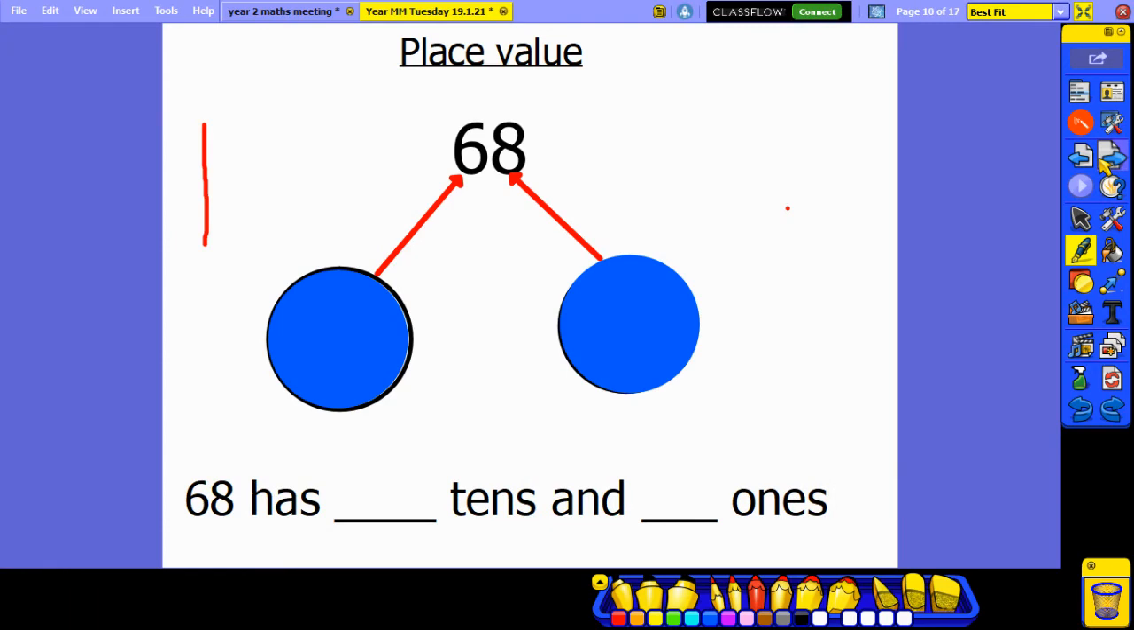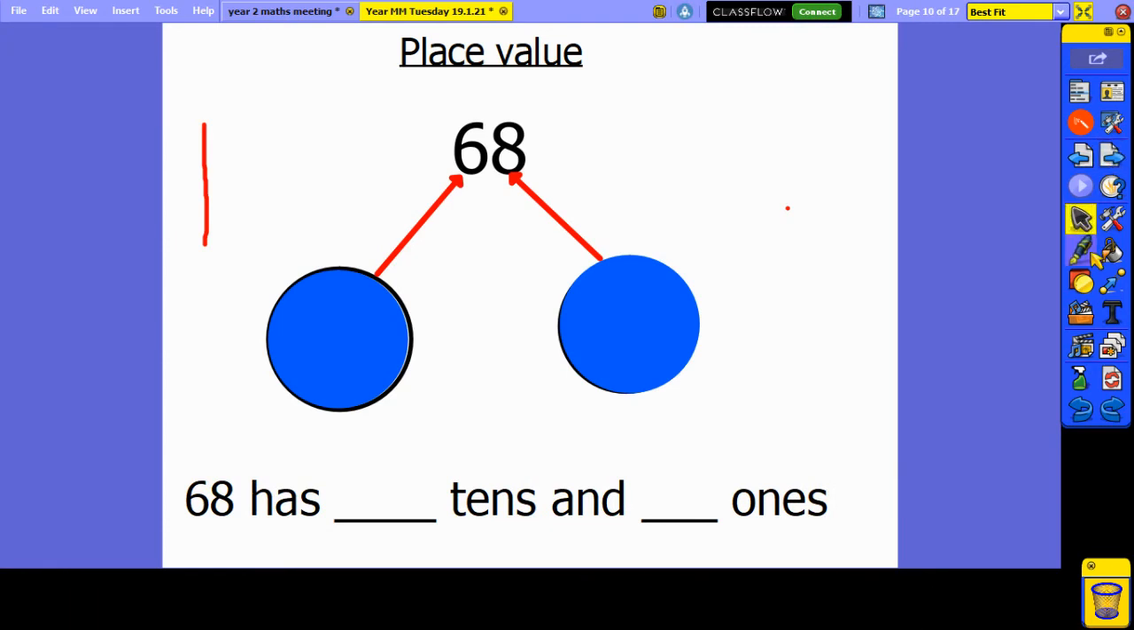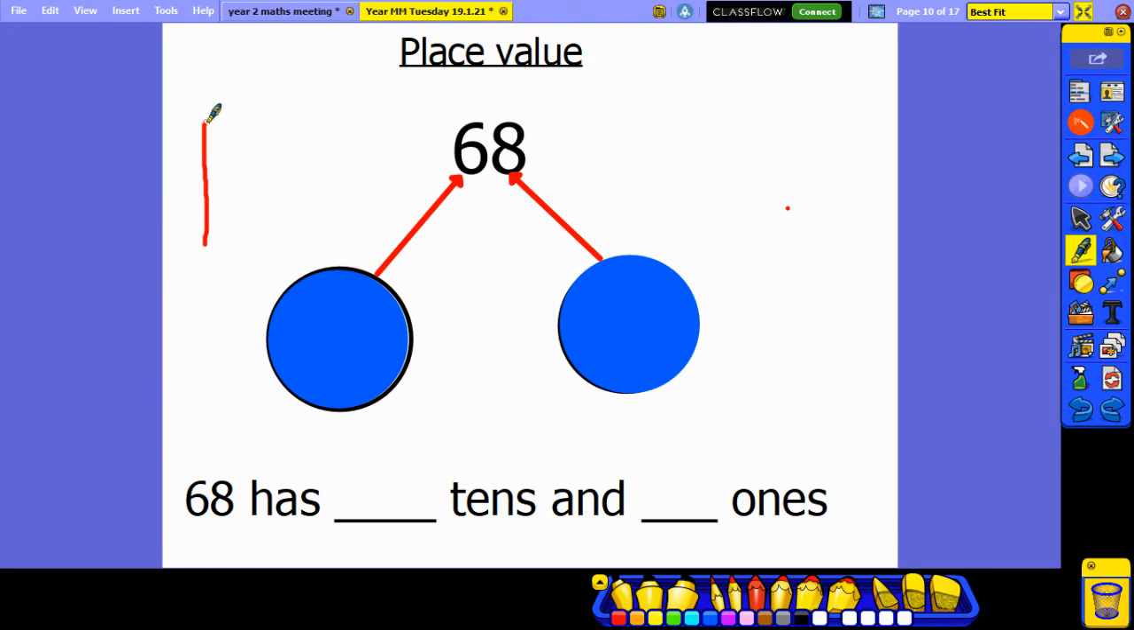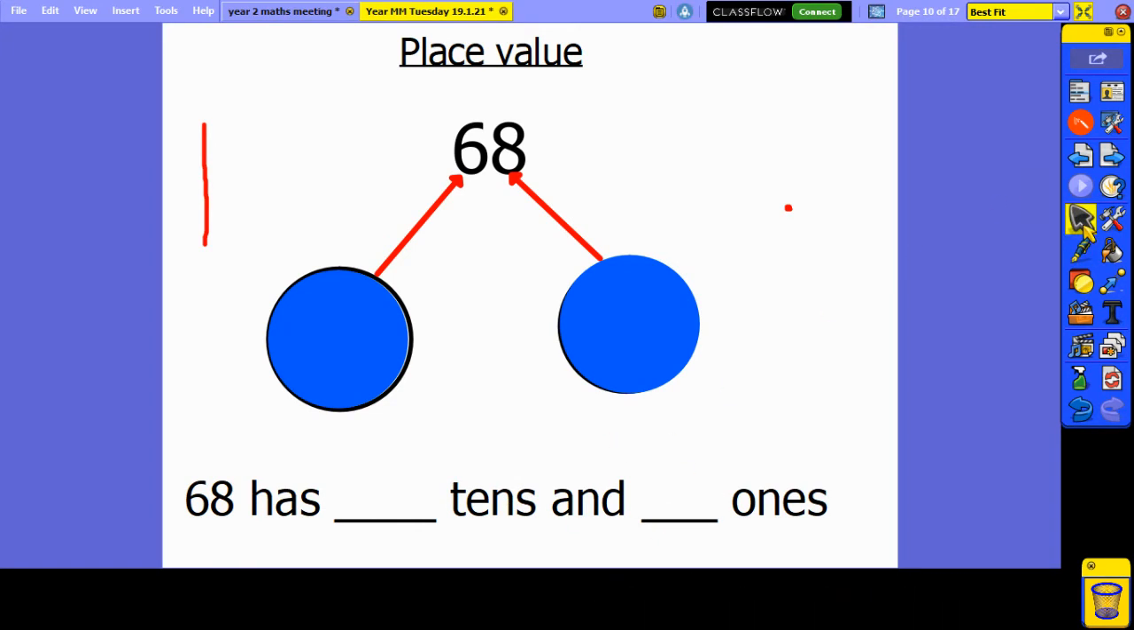A new number, 68. Now, you don't have deans at home, but I know you're very good at drawing a line to represent our tens and a dot to represent our ones. It's much quicker. Given the number 68, can you please draw the tens and ones that represent this number and complete the sentence? 68 has how many tens and how many ones? Pause the video while you draw your deans and complete the sentence.